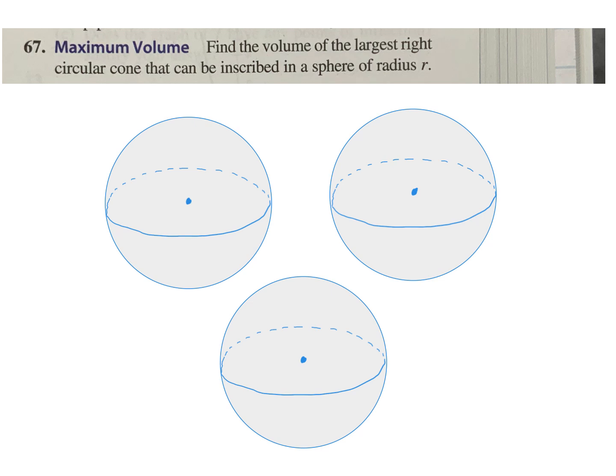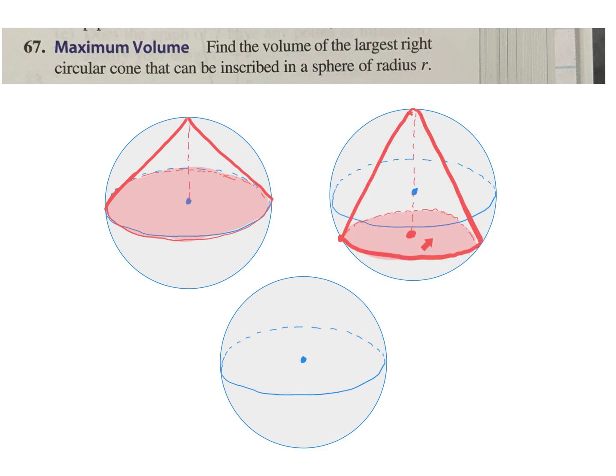Alright, first let's visualize what this inscribed cone might look like. Maybe the cone's radius and height is the same as the sphere's radius. Or maybe the volume of this cone is more. Now the radius of its base is smaller than the radius of this cone's base, but we have a much longer height. Maybe that will cause us to have a bigger volume.